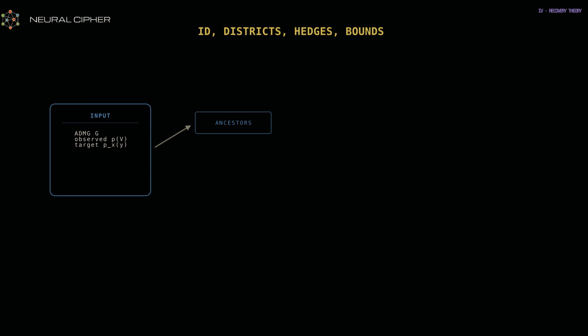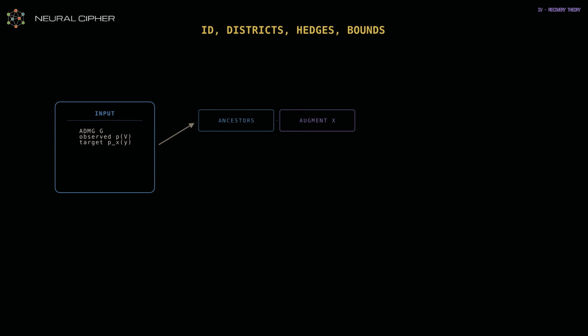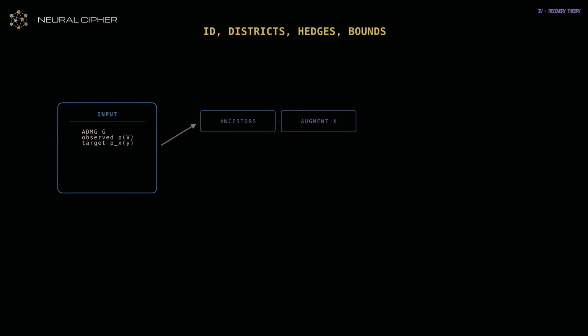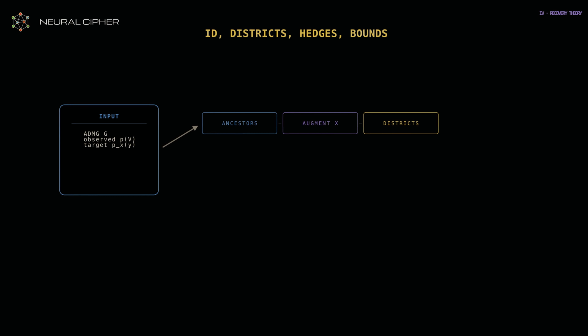In latent variable acyclic graphs, the ID algorithm first restricts to relevant ancestors, augments the intervention set when allowed, and decomposes the remaining graph into districts. Recursive district factorization either returns an observed data functional or reaches a graphical obstruction. A hedge provides a witness of non-identification by supporting two compatible models with different causal effects.